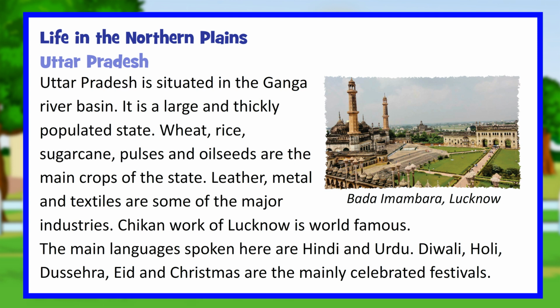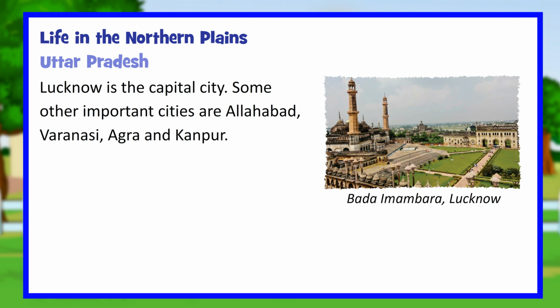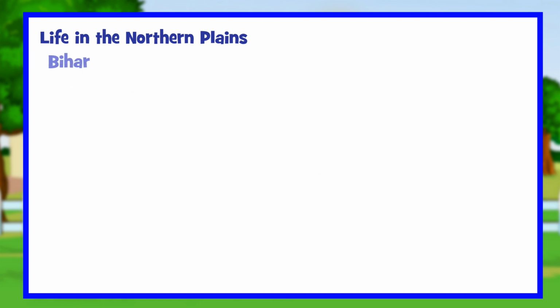The main languages spoken here are Hindi and Urdu. Diwali, Holi, Dashahara, Eid and Christmas are the mainly celebrated festivals. Lucknow is the capital city. Some other important cities are Allahabad, Varanasi, Agra, and Kanpur.